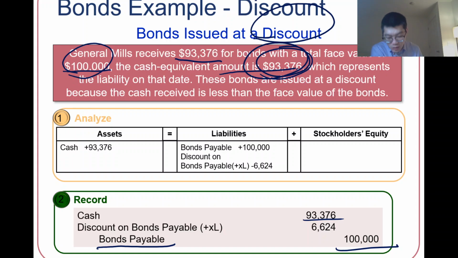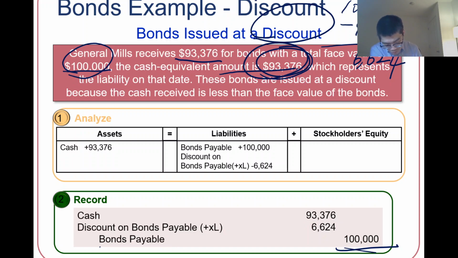And then to finish this journal entry, we have to make it balance. Because we offer it at a lower price than the face value, the difference is called a discount. How much is the discount? It will be the difference between the face value and the amount of cash we received, and that is $6,624. Now we record this: debit cash, debit discount on bonds payable, and then credit bonds payable for $100,000.